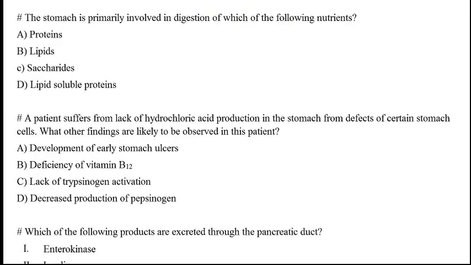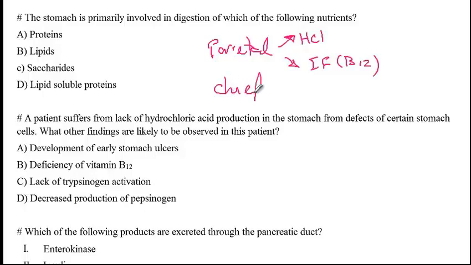All right, next question is, the stomach is primarily involved in digestion of which of the following nutrients? So if you recall, we had mucosal cells that are producing mucus, we had G cells that are producing gastrin, and then we had parietal cells that are producing HCl and intrinsic factor for B12 absorption. And then the other important cell was the chief cells that are producing pepsinogen that via the help of HCl is converting into pepsin.